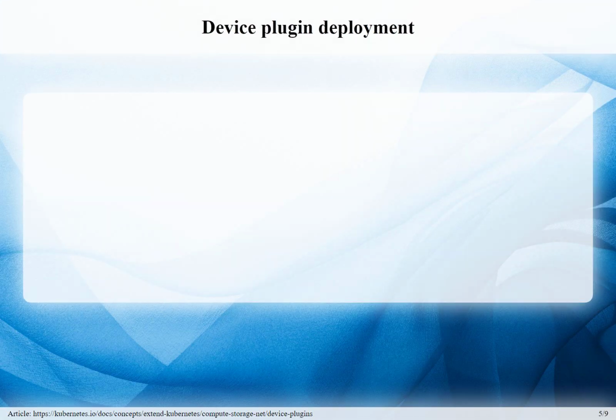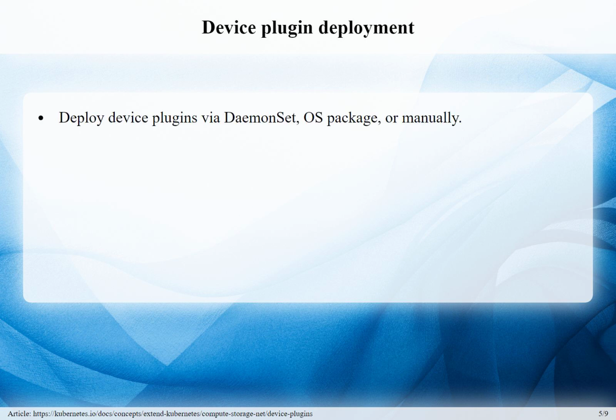Device plugin deployment. You can deploy a device plugin in 3 ways: as a daemon set, as a package for your node's operating system, or manually. This process requires accessing the directory /var/lib/kubelet/device-plugins, which needs privileged access, so the plugin must be in a privileged security context.